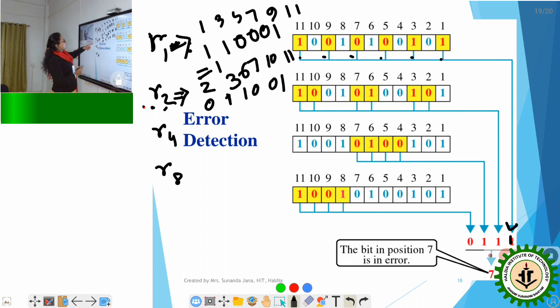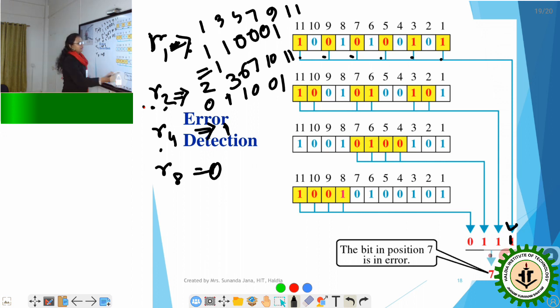For R4 we use the same thing. For R4 the positions we consider are 4, 5, 6, 7. In 4, 5, 6, 7, if you count the number of ones, it is 1. So to make it even parity, R4's value will also be 1. Now R8. For R8 it will consider the 8, 9, 10, 11th positions. Here, if we check, R8 is obeying the concept of even parity. So its value will be 0, because there is no need to add an extra 1. It is already obeying the concept.